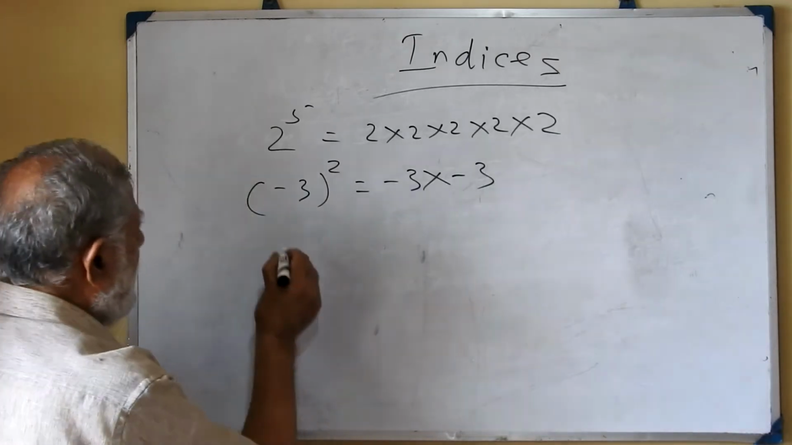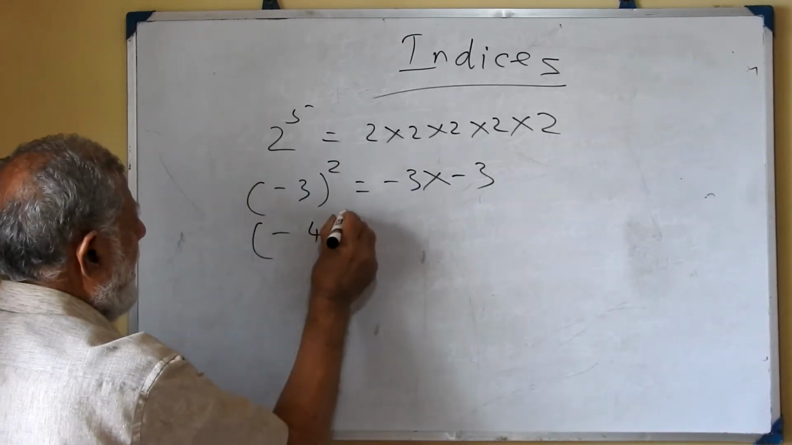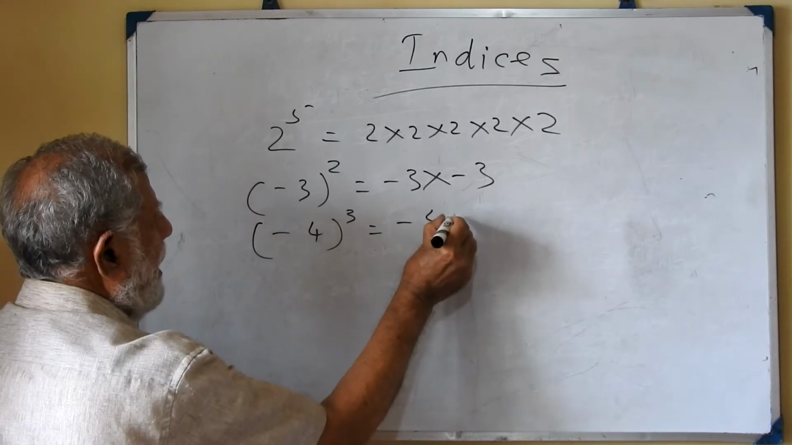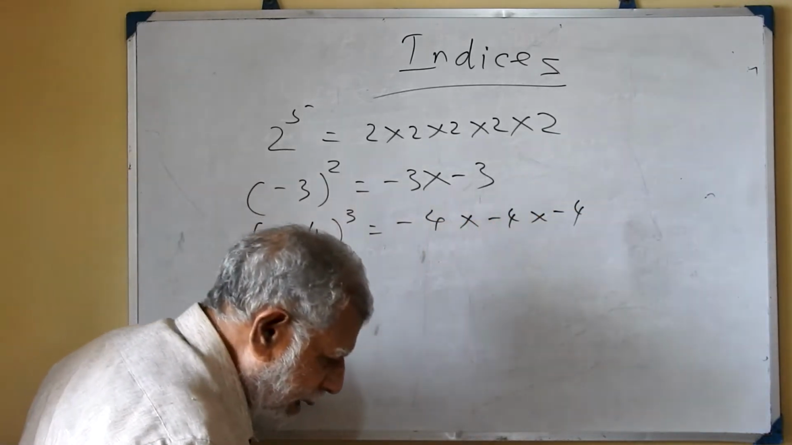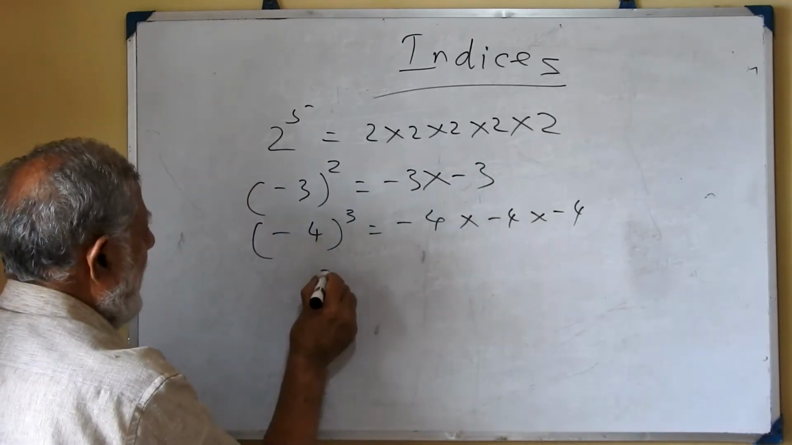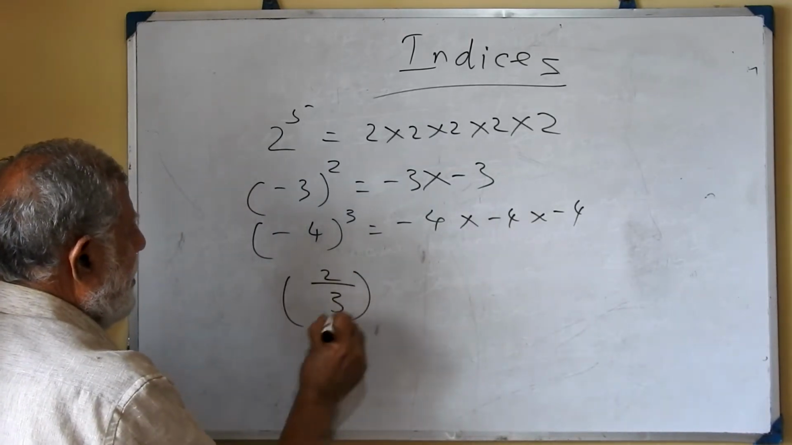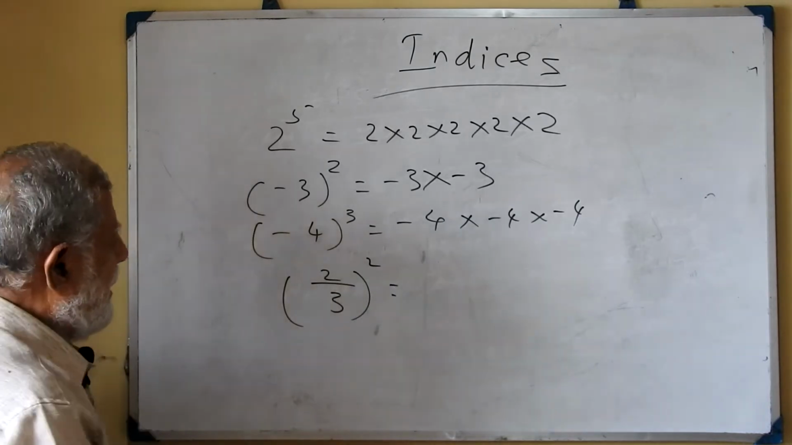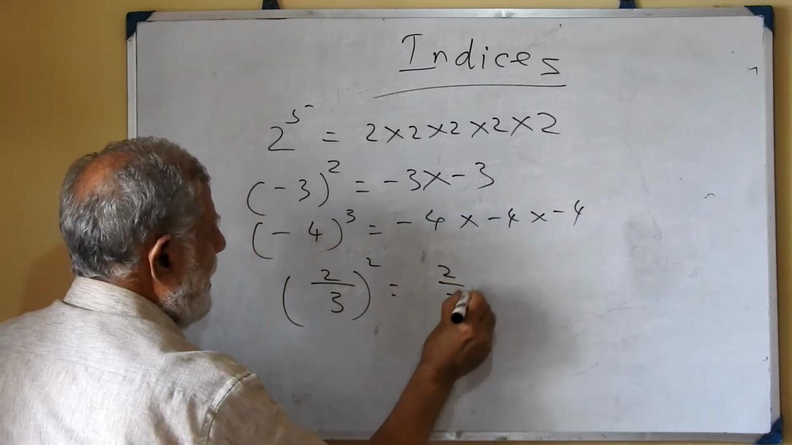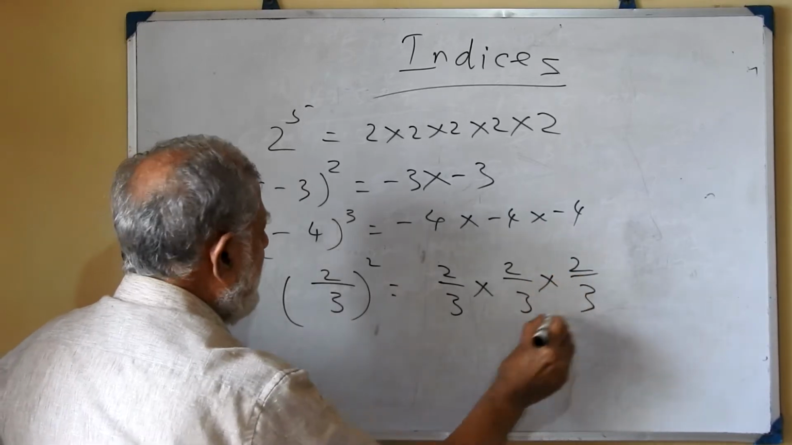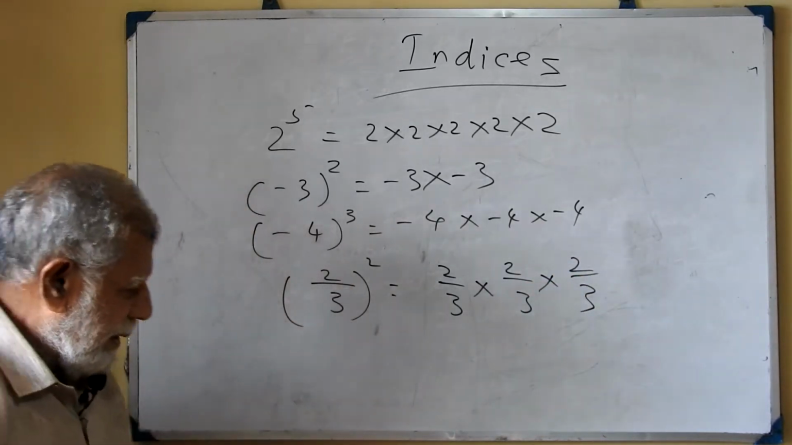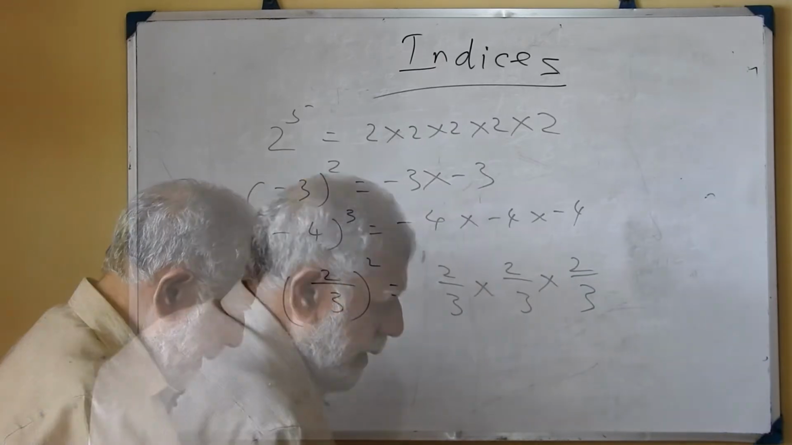Look at the minus 4 cubed. Minus 4 into minus 4 into minus 4. And 2/3 squared. Look at this one. 2/3 squared. What does it mean? That is 2/3 into 2/3. You have to multiply it twice. Squared is called squared. Okay.